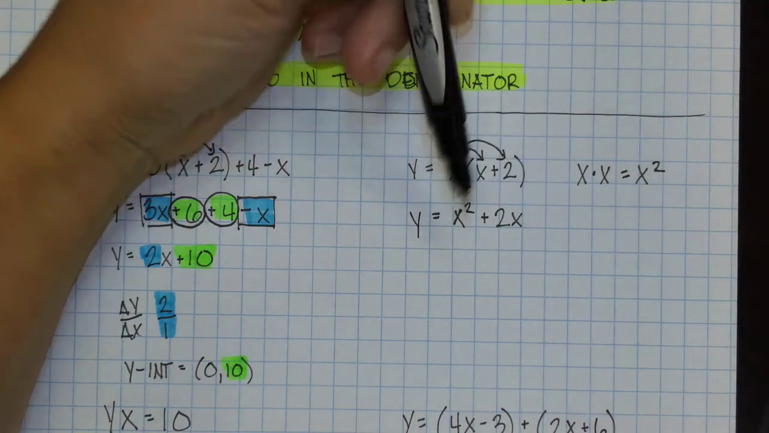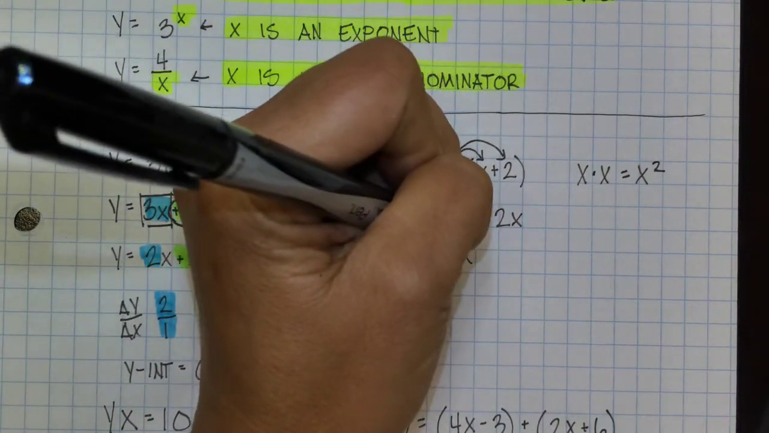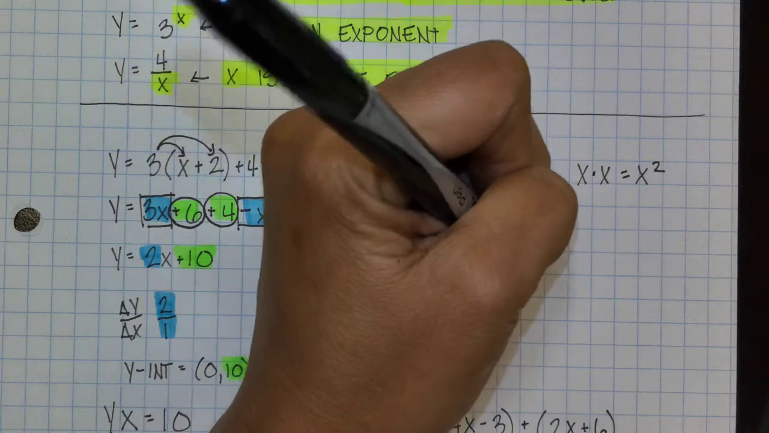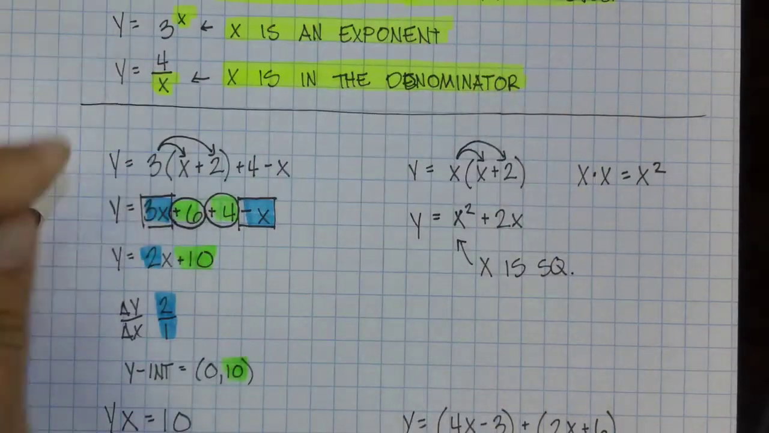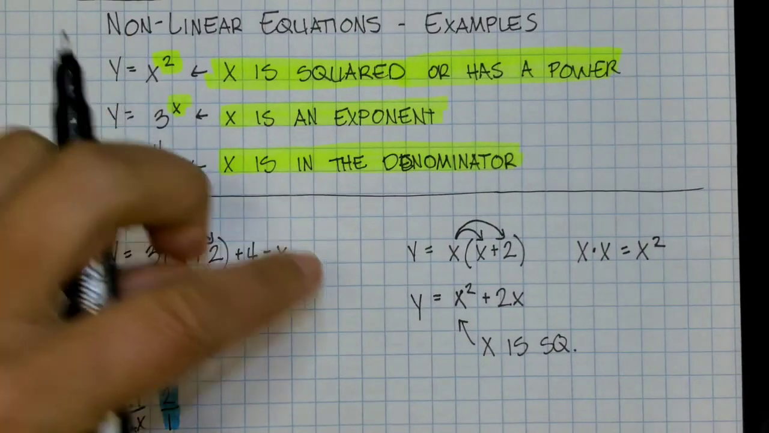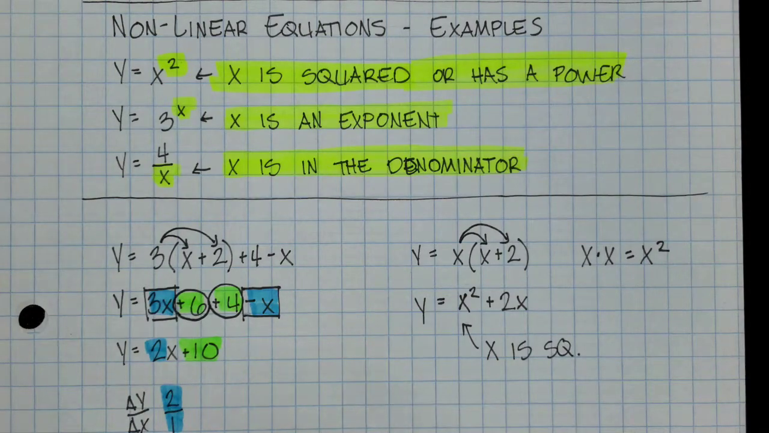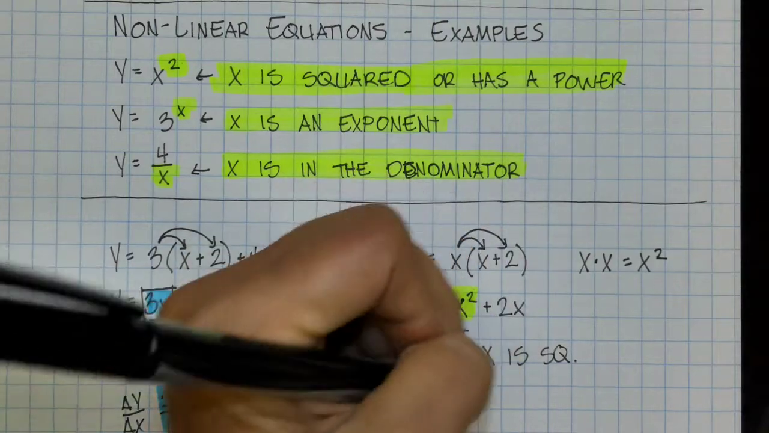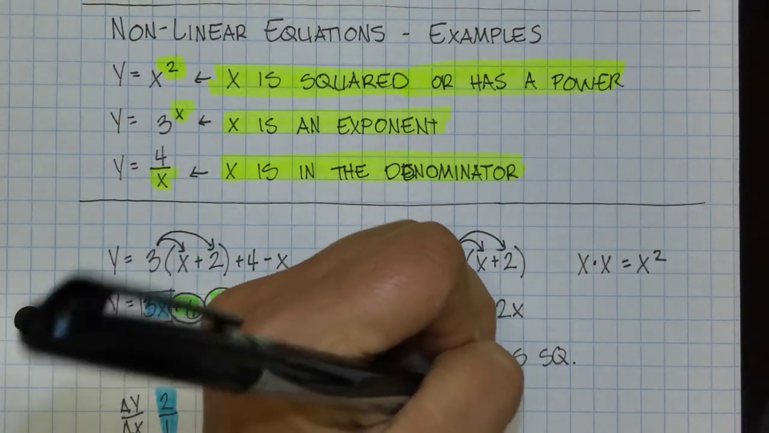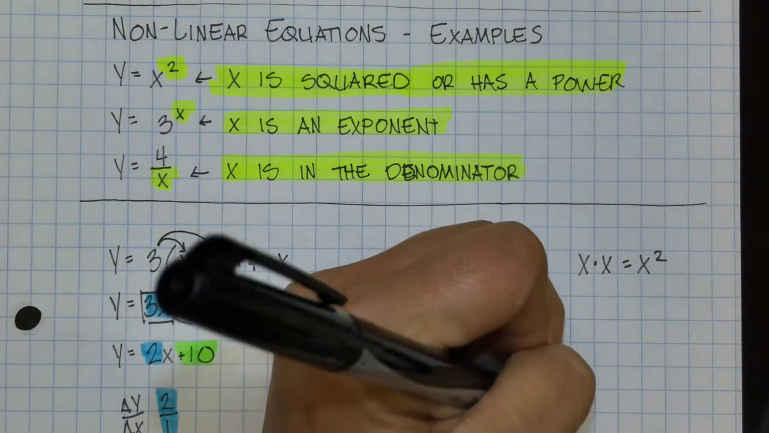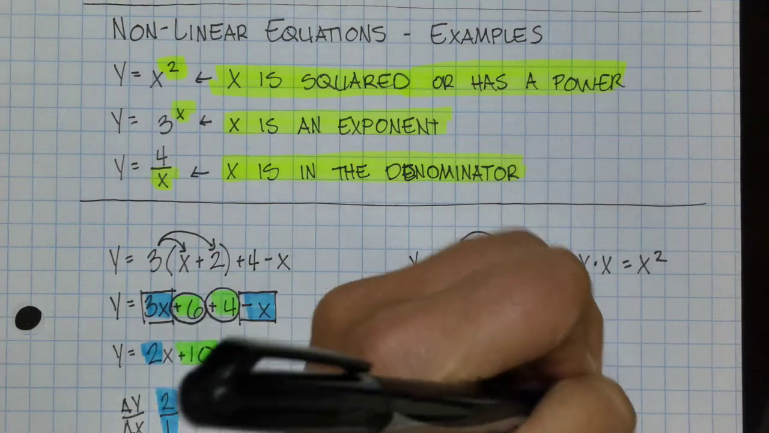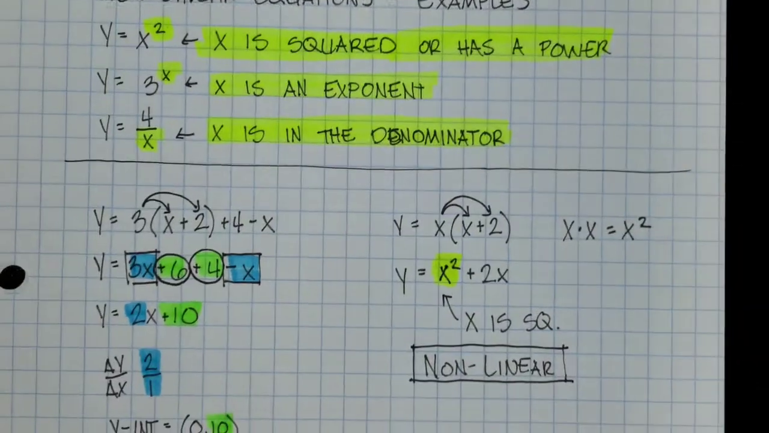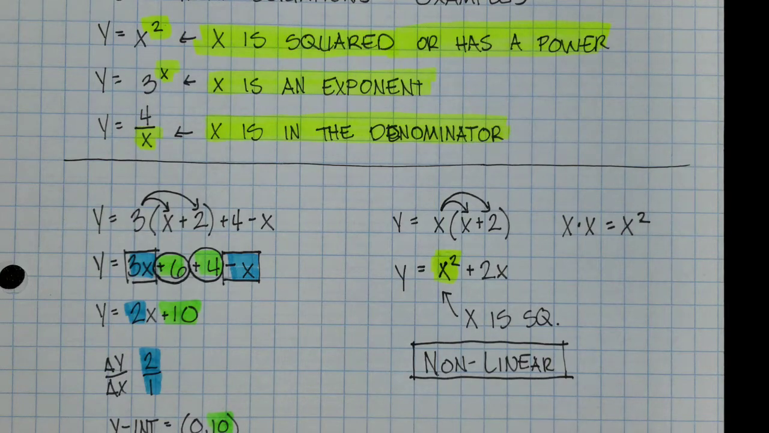So therefore this is nonlinear, and I'm going to draw an arrow to y. It is nonlinear because the x is squared. So just like we saw up here, x is squared. So that piece right there makes it nonlinear. Okay? And I'm going to write here nonlinear. All right.